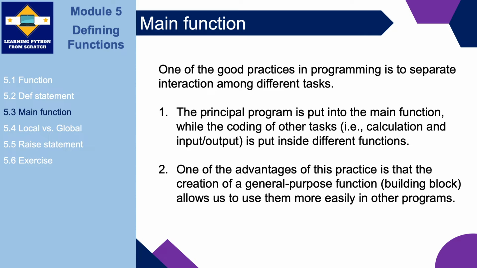One of the good practices in programming is to separate interaction among different tasks. The principal program is put into the main function, while the coding of other tasks, such as calculation and input-output, is put inside different functions. One of the advantages of this practice is that the creation of the general purpose function, which is a building block, allows us to use them more easily in other programs.